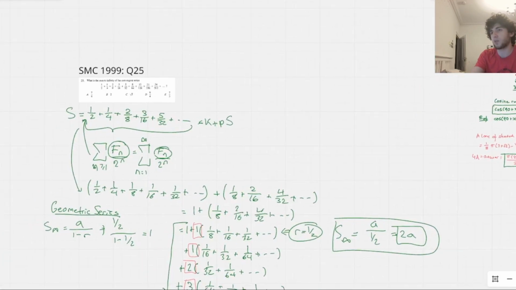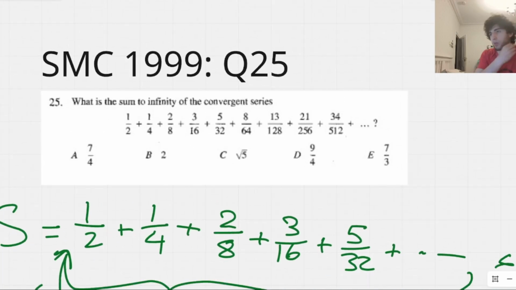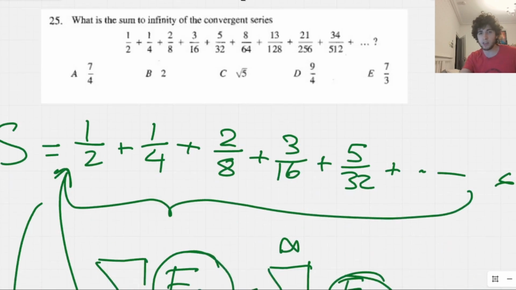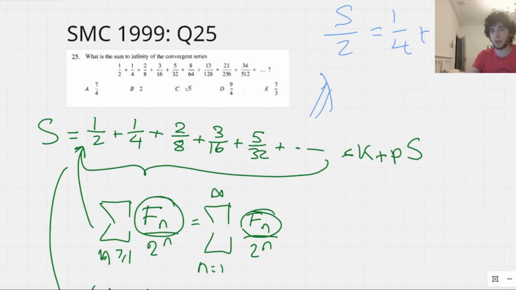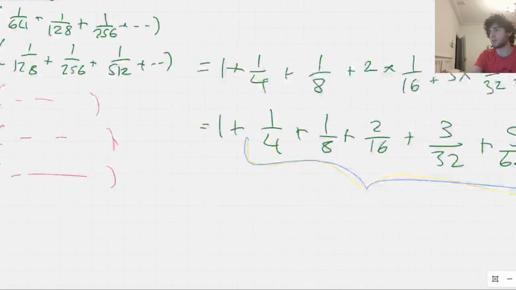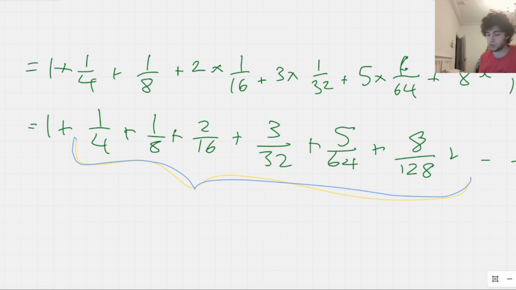But if we go back up to what we started off with, it was a half plus a quarter plus 2 eighths plus 3 sixteenths. If that is our sum S, a half plus a quarter and so on, then what you notice is that a half S, so S divided by 2, is equal to a quarter plus an eighth plus 2 sixteenths plus 3 over 32 plus 5 over 64 and so on. And that S over 2 is exactly what we have down here. So we can replace all of this, even with the extra dots, with just S over 2. That's just equal to 1 plus S over 2.